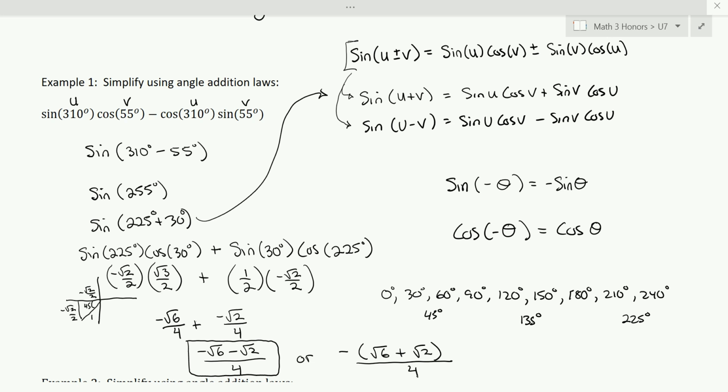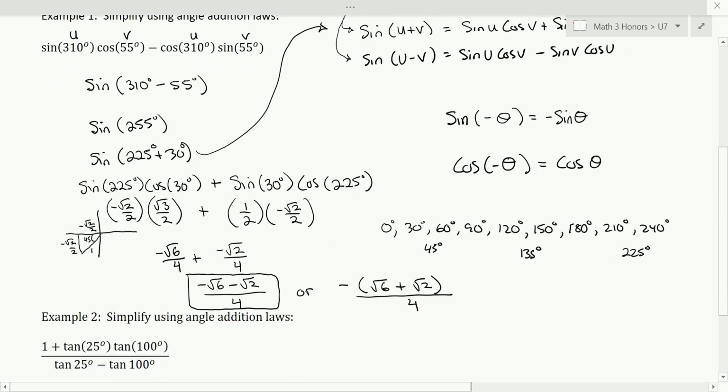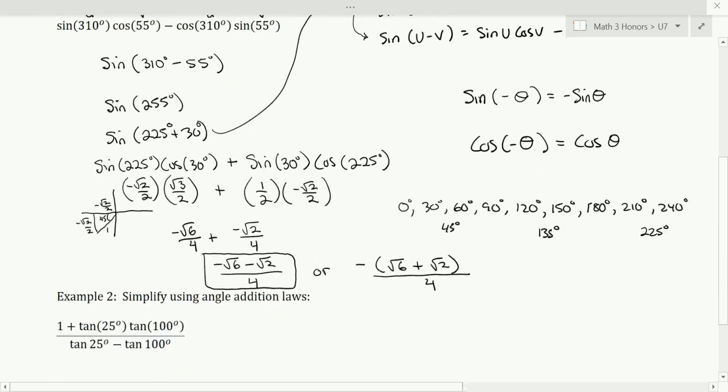Okay. So we're going to try this again with example 2. 1 plus the tangent of 25 degrees times the tangent of 100 degrees all over the tangent of 25 degrees minus the tangent of 100 degrees. Okay? The first thing you're going to do is start looking at your formulas and trying to figure out where to go from there. I'm going to pause and let you write this down, and let's give you a moment to look at your formulas.